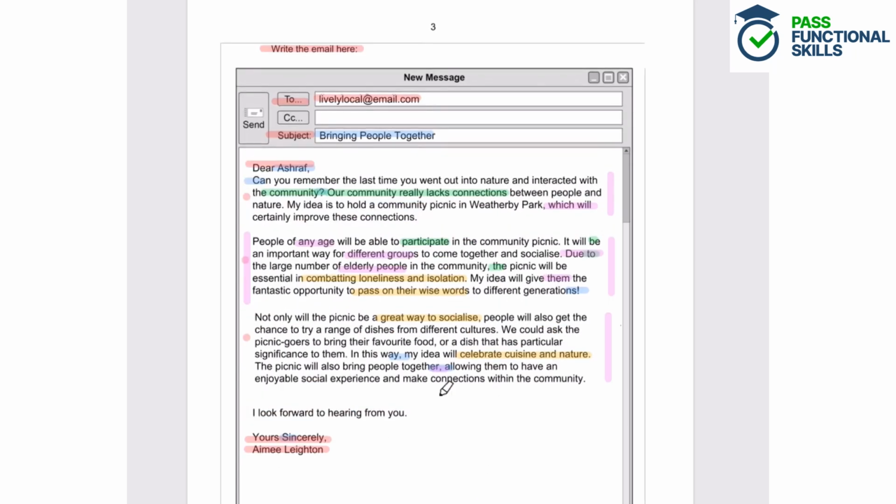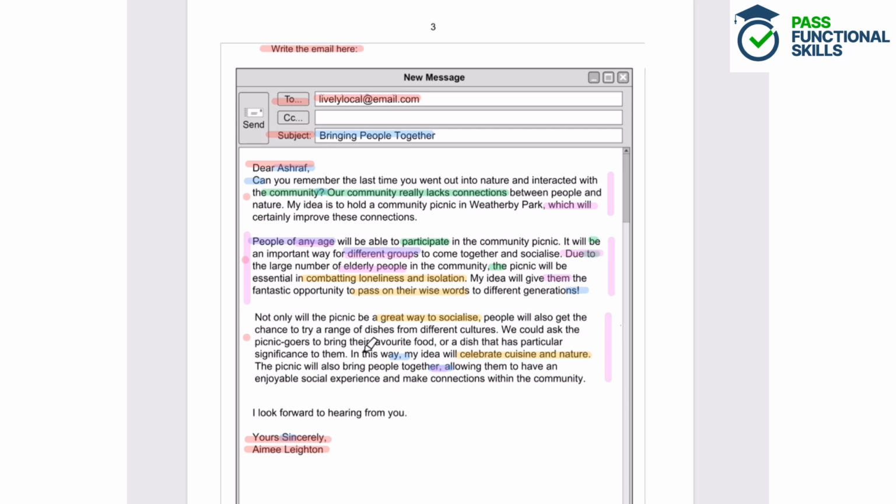And throughout this answer, we are focused on that purpose. We are focused on this community picnic idea. It's really well suited to the audience. So we're trying to attract members of the local community, and we've got people of any age and lots of different groups that are able to participate here. So this makes it seem like it's a really inclusive event, and that's quite persuasive to the reader.